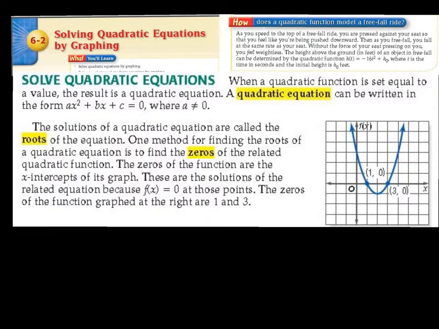A quadratic equation can be written in the form ax² + bx + c = 0, where a does not equal 0. The solutions of a quadratic equation are called the roots of the equation. One method for finding the roots of a quadratic equation is to find the zeros of the related quadratic function. The zeros of the function are the x-intercepts of its graph.